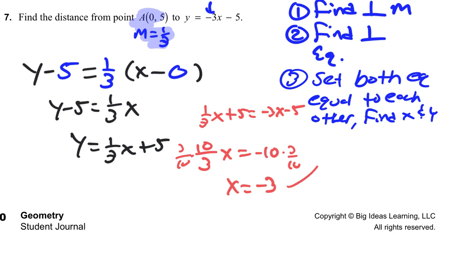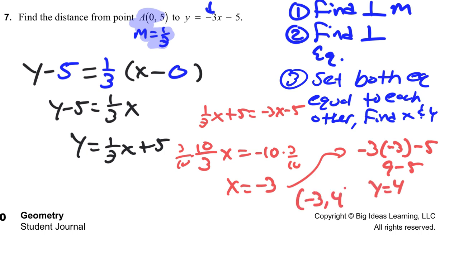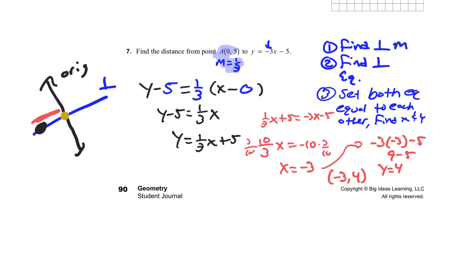Now, to find y, I need to plug that x back into one of my equations and then solve. So I'm going to take my original one and say, what's -3 times -3 minus 5? So I'm plugging my x value back into this equation up here that my red arrow is pointing to. And then I'm going to simplify. So I'm going to get 9 minus 5, which is 4. So that's my y value. That means I have the point -3, 4. If I go back to the picture I drew earlier, that means this is the point -3, 4. This other point was my original one, which is 0, 5.